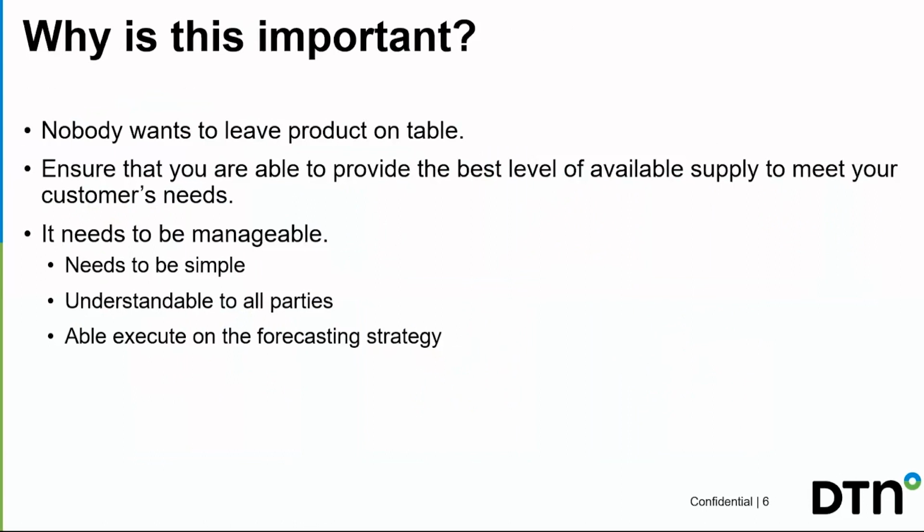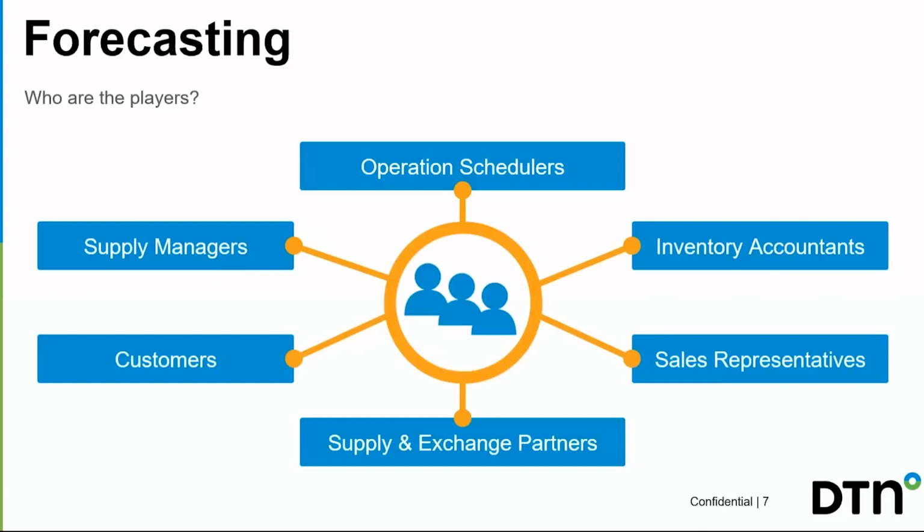Basically, nobody wants to leave product on the table. It ensures that you're able to provide supply to meet your customers' needs. It needs to be manageable, which the forecasting module is. It needs to be simple, understandable by all parties, and able to execute the forecasting strategy. Since it's based off the allocations, usually the forecasting strategy is the same as the allocation strategy.